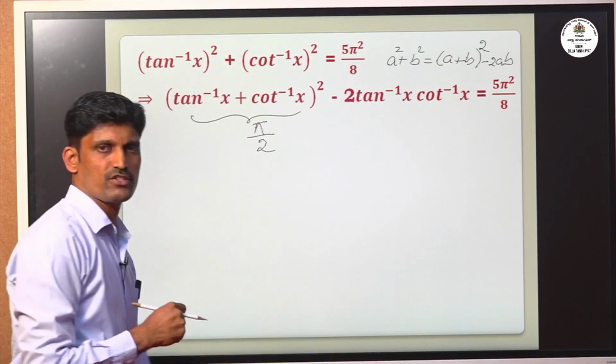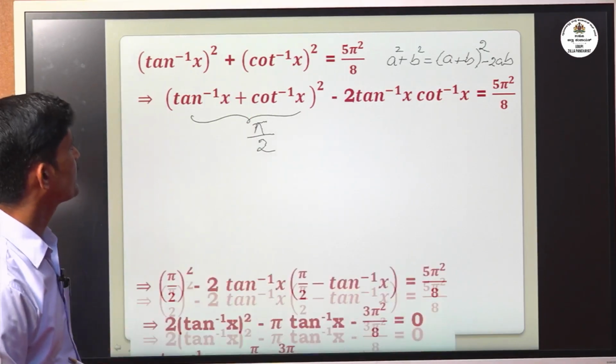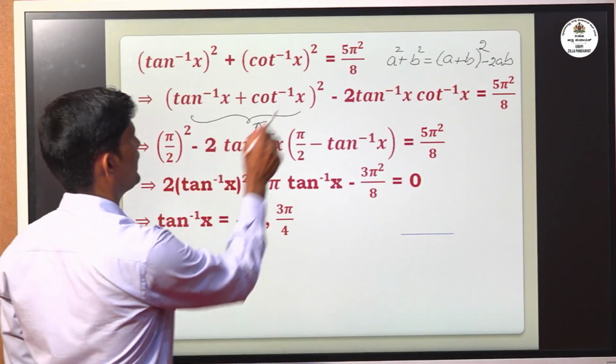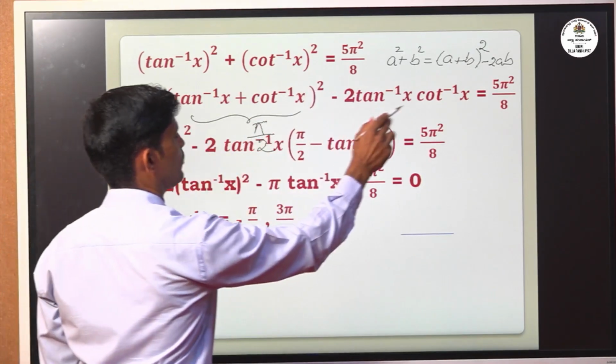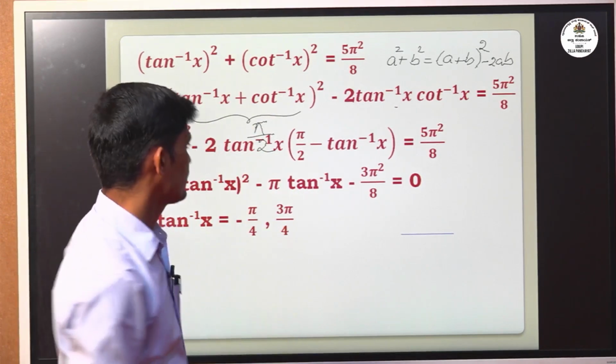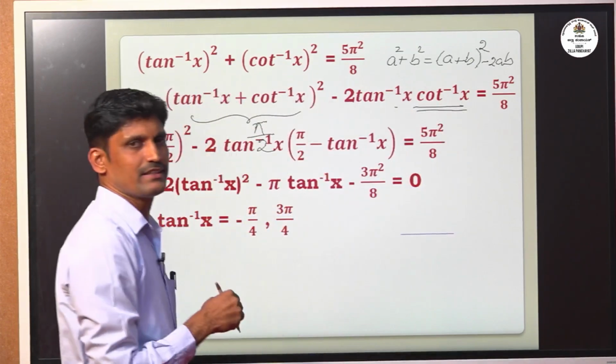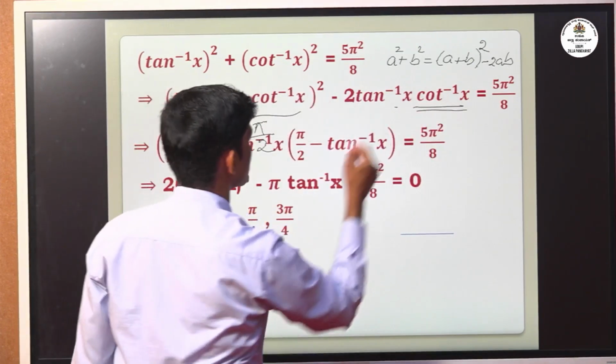Tan inverse x plus cot inverse x equal to pi by 2. Therefore we get pi by 2 whole square minus 2 tan inverse x into cot inverse x is equal to 5 pi square by 8. And here this cot inverse of x can be written, using the same identity, as pi by 2 minus tan inverse of x.